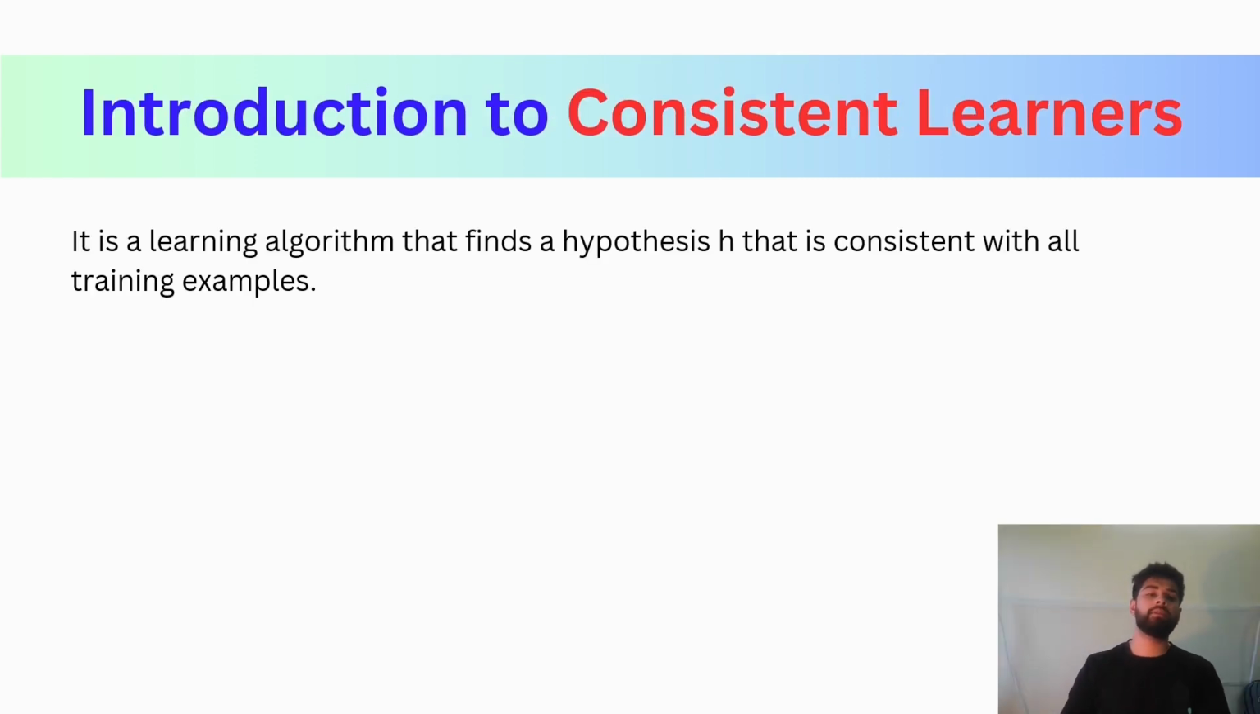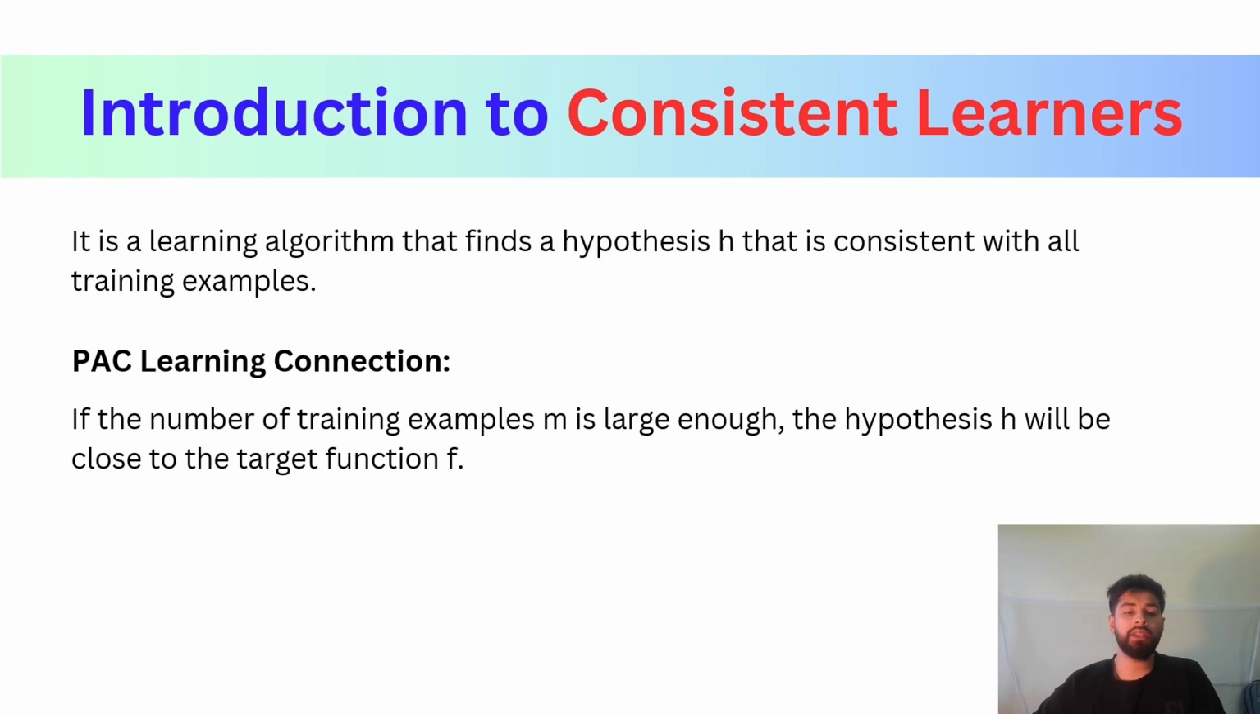And with this, we will move on to our next topic, that's consistent learners in the context of PAC learning. We will explore what consistent learners are, their significance in machine learning, and their feasibility in terms of sample complexity. So let's get started. A consistent learner is an algorithm that finds a hypothesis that fits perfectly all training examples. In the PAC learning framework, if we have a large enough number of training examples, the hypothesis we choose will be close to the true function.